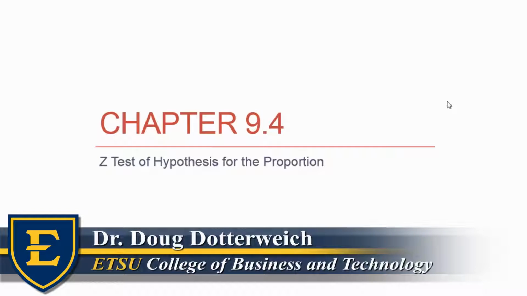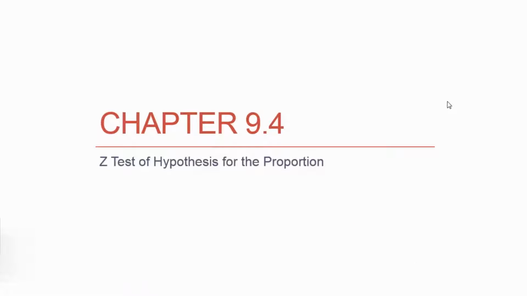We're in chapter 9.4, and this is going to be called the z-test for hypothesis for the proportion. So we're looking at proportion data, which means we have no means or standard deviations. All we have would be the number of observations with a given characteristic and the sample size. And we have one population here.